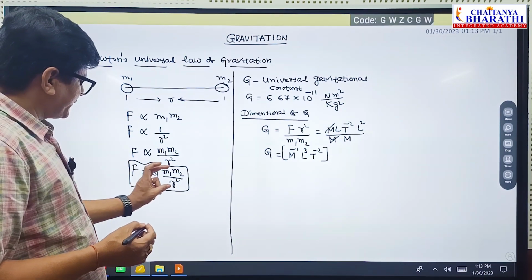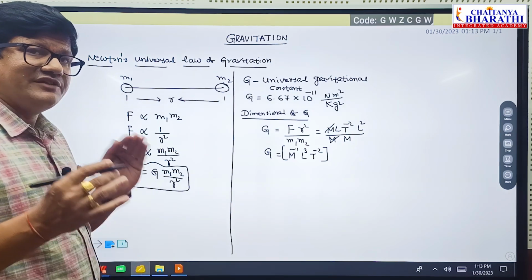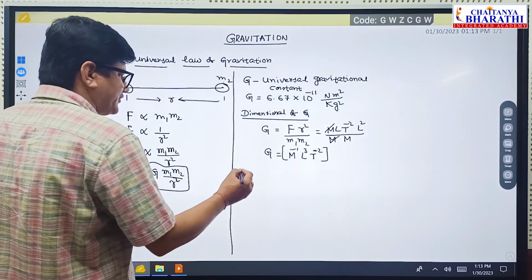Now the expression for force, this one, this force in vector form. How can you write this force in vector form?